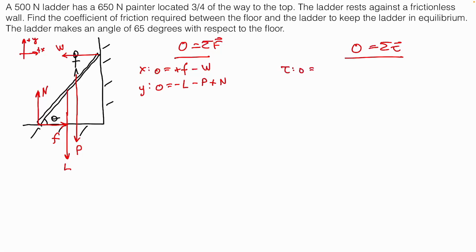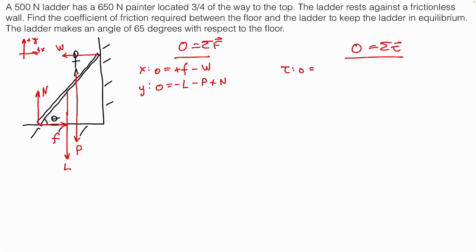But I gave you a rule of thumb about where to put an axis if you just don't know and you're just guessing. This is better than guessing. Where do you put your axis? Where you have the greatest number of unknown forces acting. So what do we not know here? We don't know W, we don't know N, and L and P are both known. They gave us those numbers.